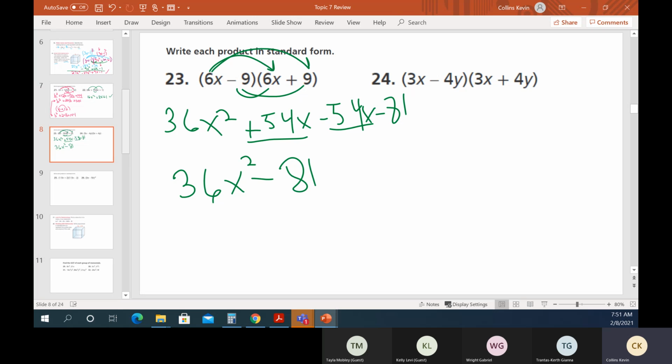Cool. So in the next one, we know since one's plus and one's minus, we don't have to worry about a middle term. So really all we need to do is square these guys. It's going to be 9x squared. And square these guys. Minus 4 times 4 is minus 16. y times y is y squared. Boom, done. Because in the middle you'd have a minus 12xy and a plus 12xy, which would drop out. So if everything has the same values as we do here, with one plus and one minus, it means we don't get a middle term, or an x term in the first one, or an xy term in the second one.